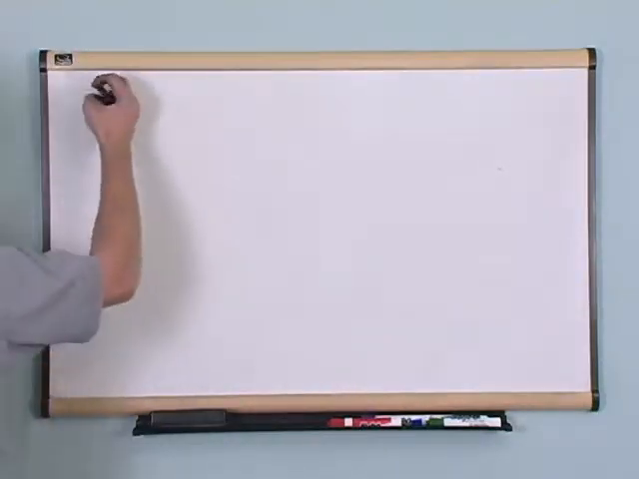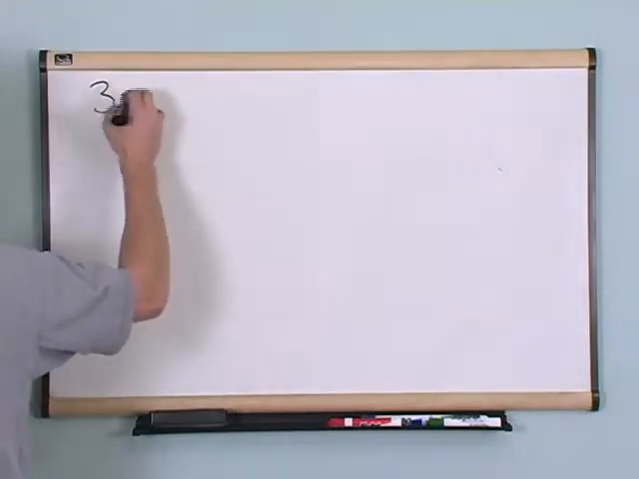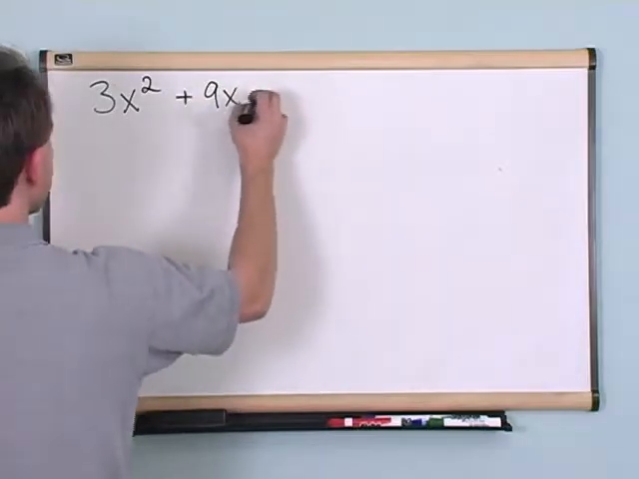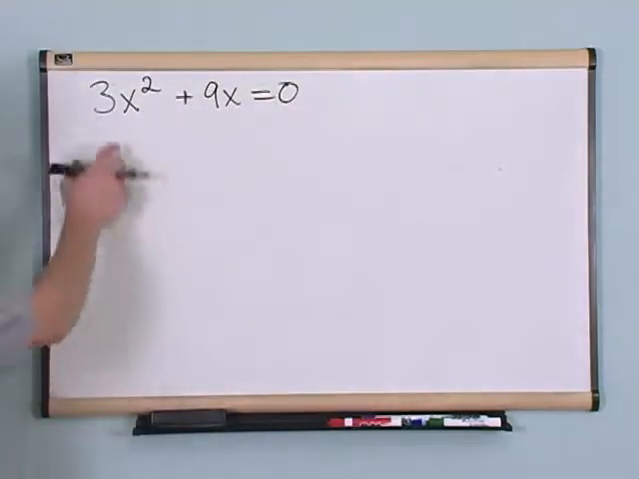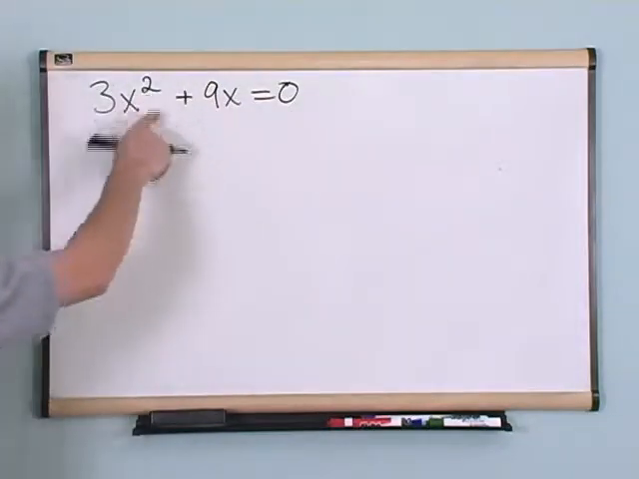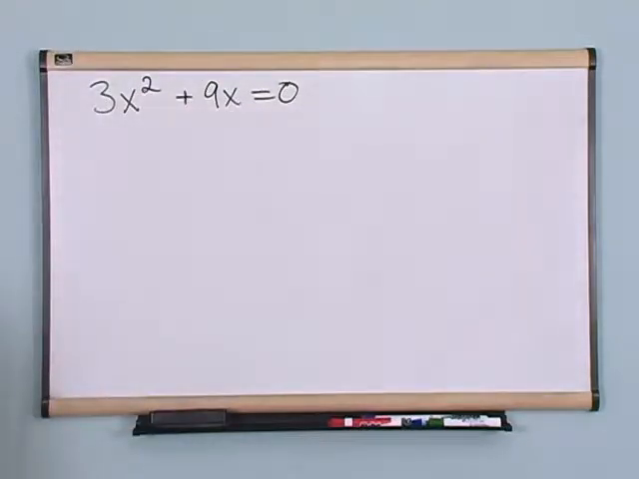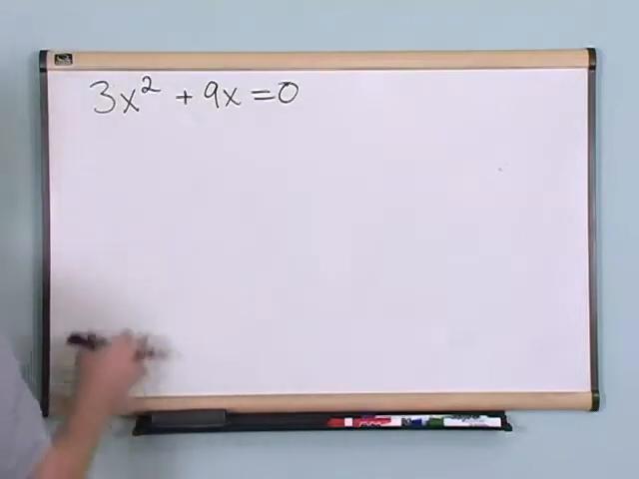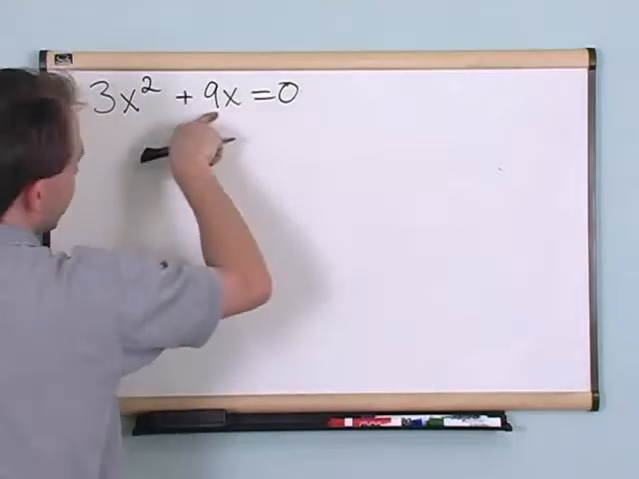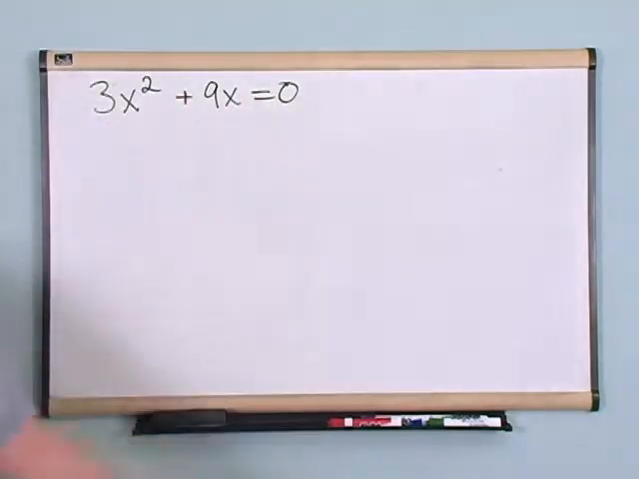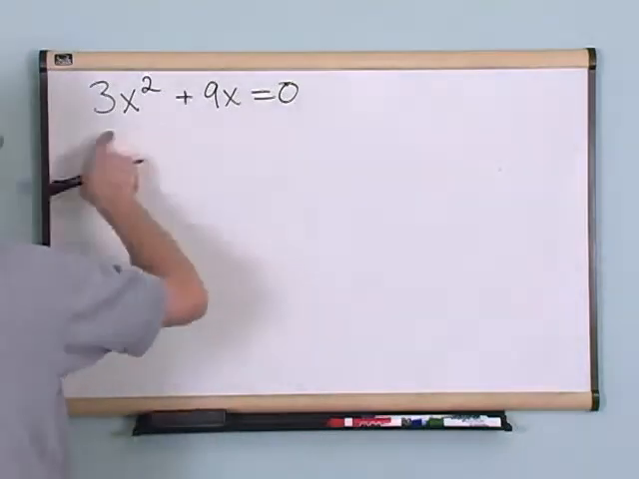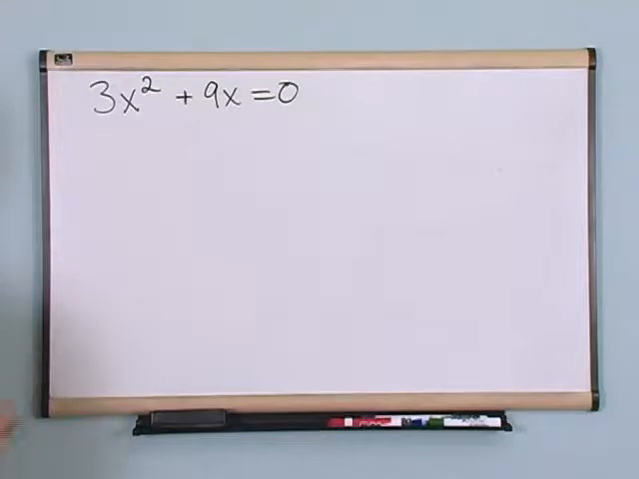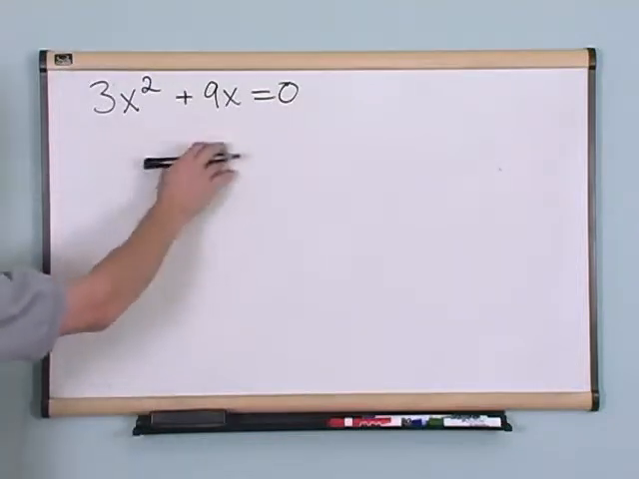So let's try something a little bit different. What if we had 3x squared plus 9x equals 0? Notice again this equation has an x squared term, that's the highest exponent here, so we can expect 2 solutions. How do we do this? I could move the 9 over and all that, but really I want to get x by itself, and moving the 9x over isn't going to do anything. What I need to do is factor here.